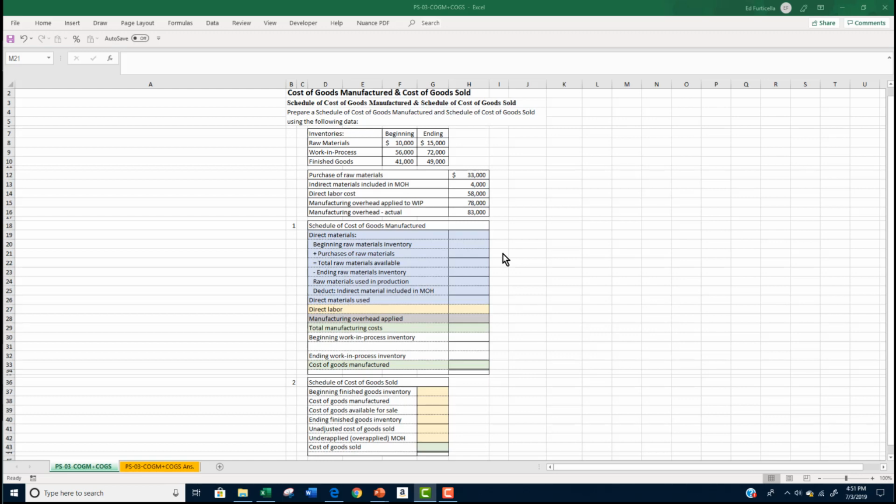First of all, you want to recognize the fact that there's really 6 parts to this statement. First part deals with direct materials. Second part deals with direct labor. Third part deals with manufacturing overhead applied. So those are your production costs. You add the 3 together and you get the fourth part. The fourth part deals with your total manufacturing costs. Then there's a work in process section where you're going to determine the change in work in process. Then finally, you'll get the cost of goods manufactured.